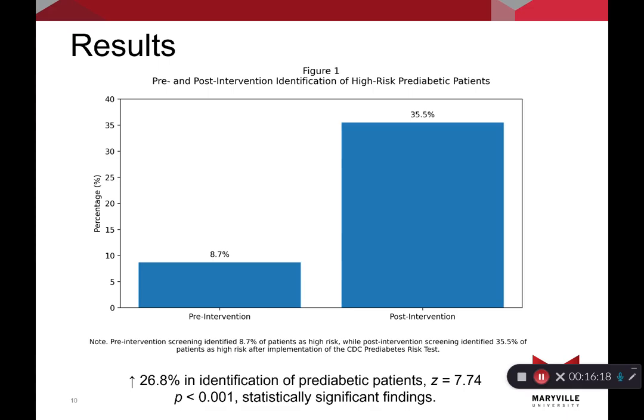Because this p-value was substantially below the predetermined alpha level of 0.05, the finding was statistically significant. In practical terms, the results suggest that the increased identification was unlikely to be explained by random variation alone. However, the clinical meaning is even more important.